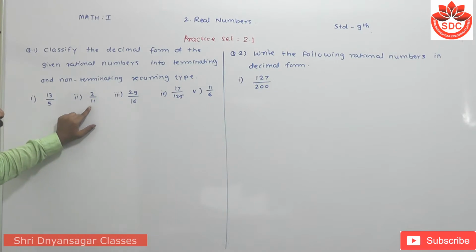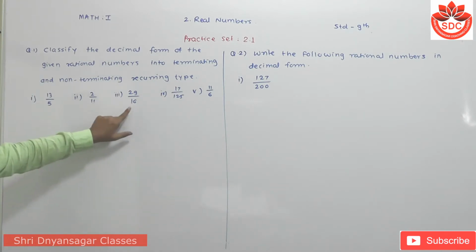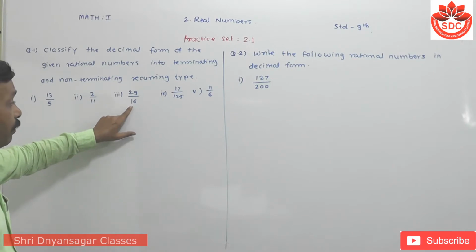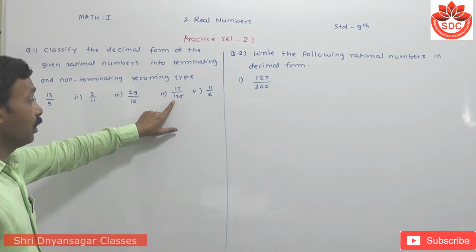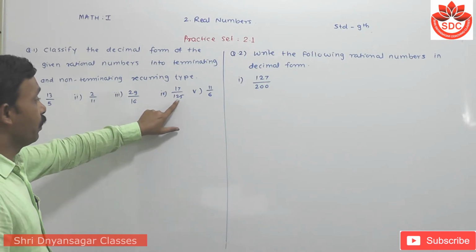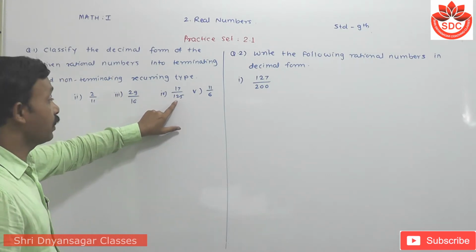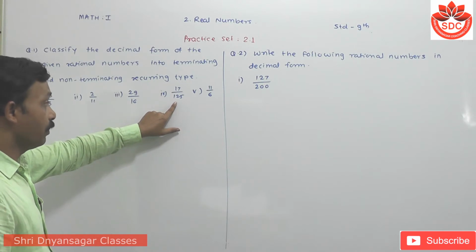Then here the denominator is 11, meaning that the denominator is not a prime factor of 2 or 5, so this is non-terminating. Then here the denominator is 16, so this is also a terminating number because the prime factor of 16 is 2. Then this also has the denominator with 5, meaning that these are factors of 5, so it is also a terminating type.